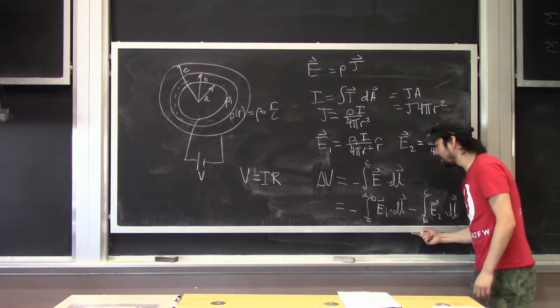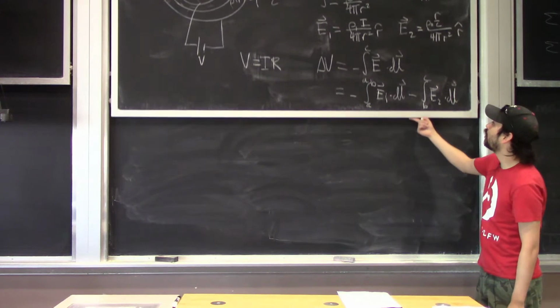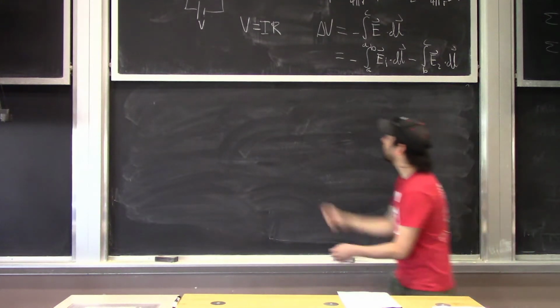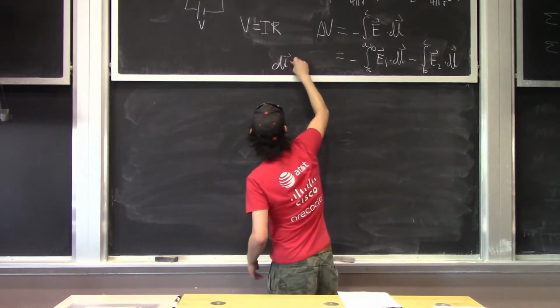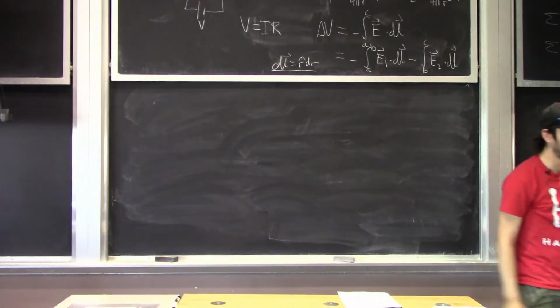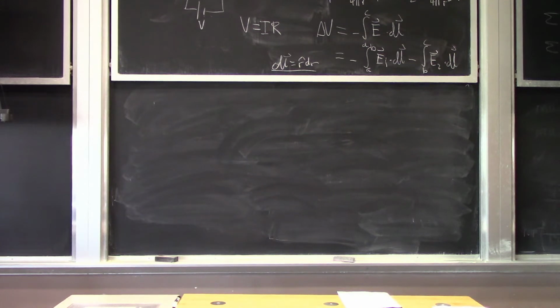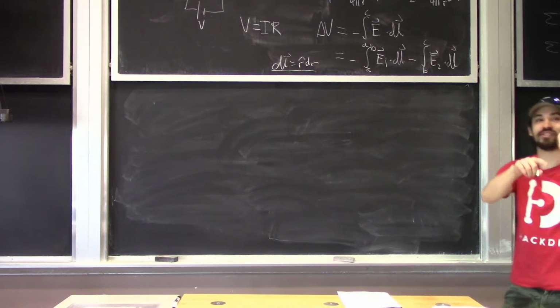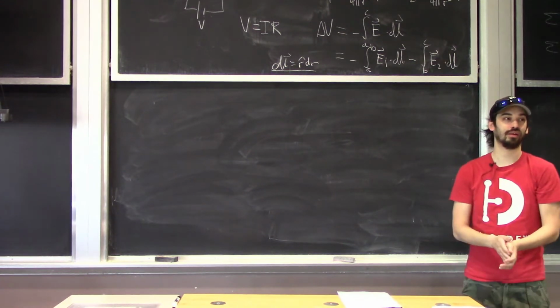Okay? So now what we can do is we can plug in our electric fields, and note that dl in this case is going to be equal to r hat dr. Why is this going to be r hat dr?